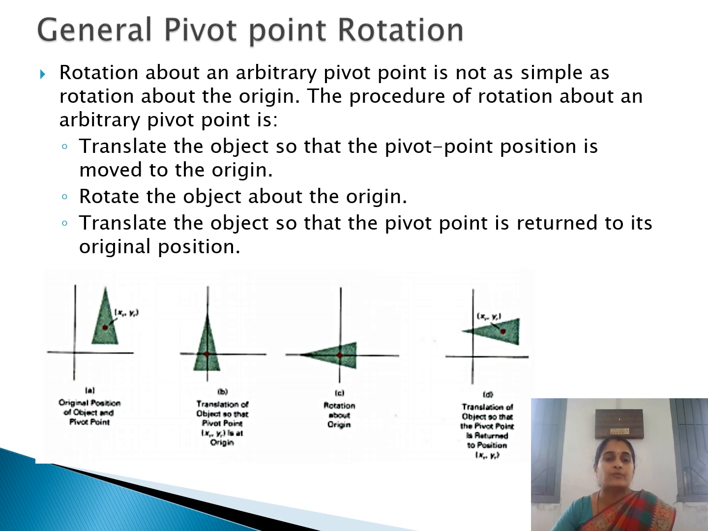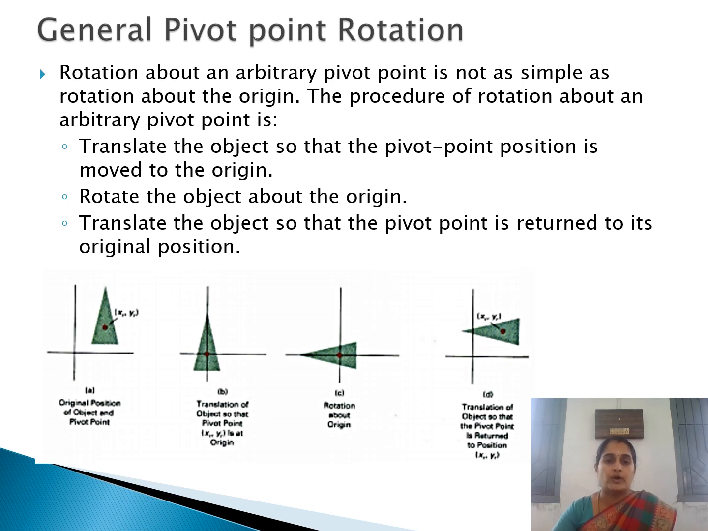The first diagram represents the translation of the object so that the pivot point is moved to the origin. In the first diagram, the red color dot represents the pivot point, and in the second diagram, that red color pivot point is moved to the origin. The second procedure is to rotate the object about the origin. The third diagram represents the rotation of the object about the origin.